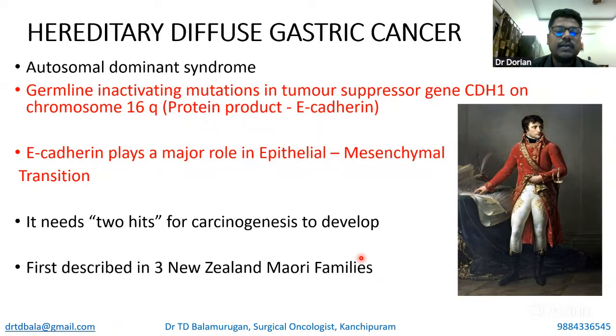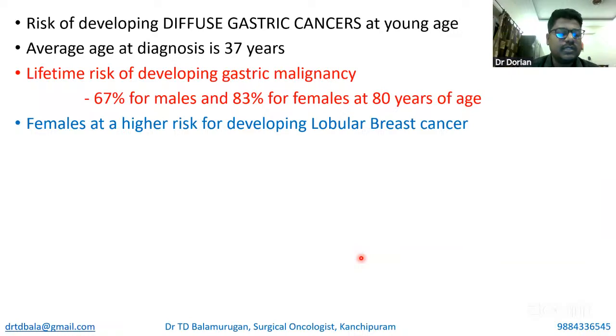It was first described in New Zealand Maori families. It has a risk of developing diffuse gastric cancers at young age. The average age of diagnosis is 37. The lifetime risk is 67% for males and 83% for females.